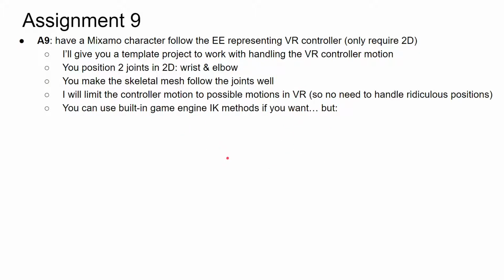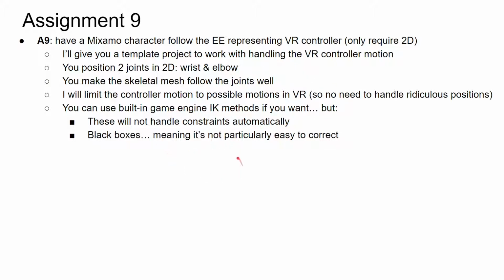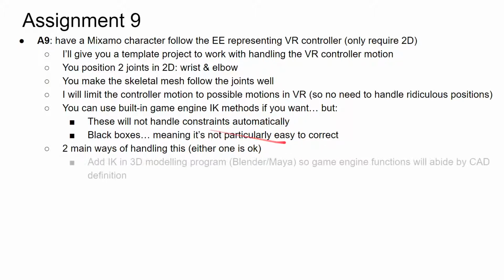You're free to use the built-in IK methods, but the problem is that game engine IK methods don't automatically handle the constraints, and most free meshes that you'll find online, like Mixamo's, don't already have IK in the CAD definition. Another thing is that game engine IK methods are black boxes essentially, so you might not know how they're doing this stuff or how to correct it. For this assignment, I'll give you a lot of resources to work with, and obviously I can help if you're having trouble, but you can do this in one of two ways, and either one will work depending on what you feel comfortable doing.